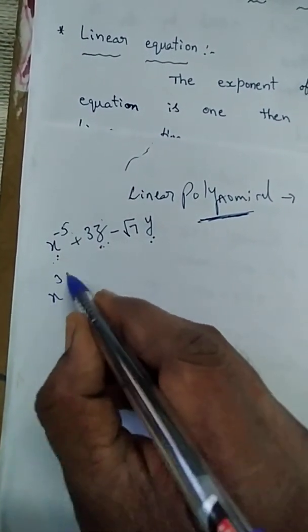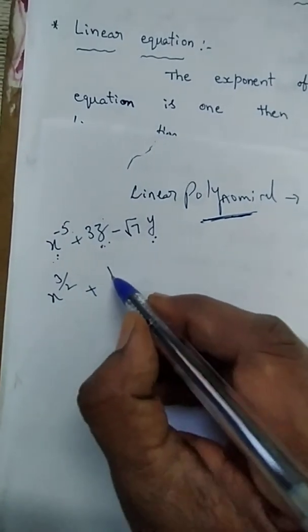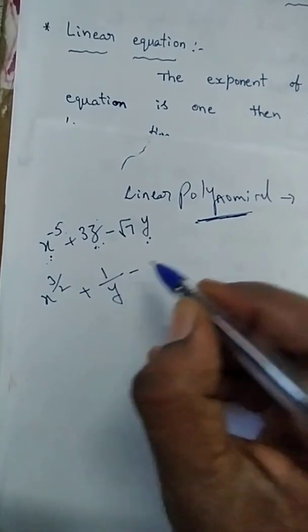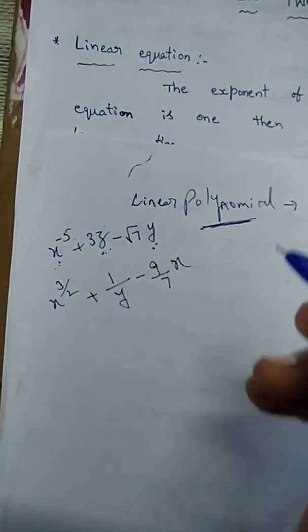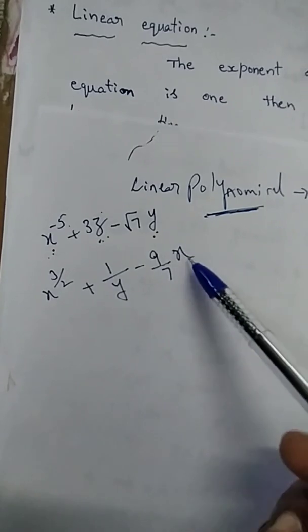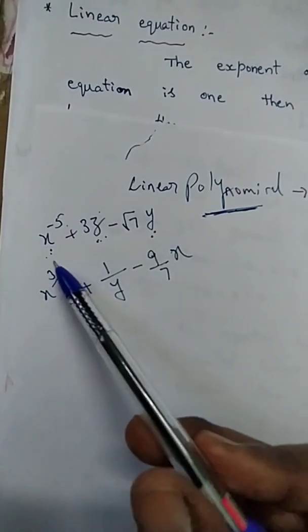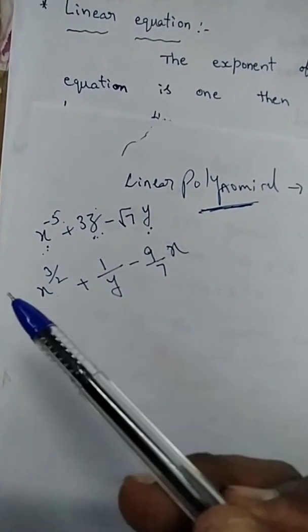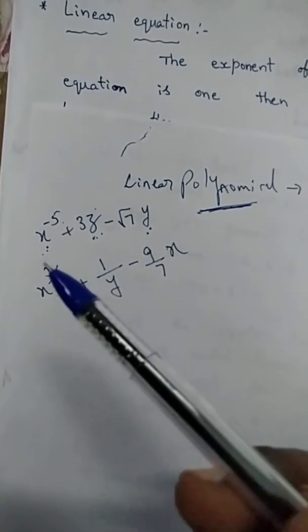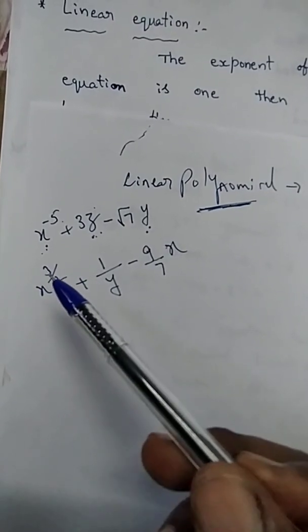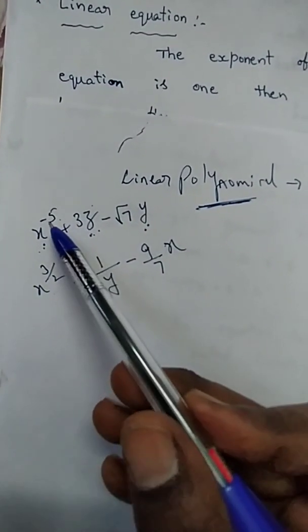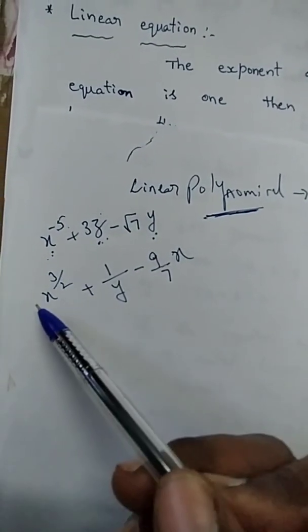Okay, and one more: 3 by 2 plus 1 by y minus 9 by 7 x. This is one more example which is not a polynomial. You can observe the expression. In each term we have one variable: x, y, x. Here the variable x has an exponent which is not an integer, though it is positive. So x to the power of 3 by 2. 3 by 2 is a positive value, but it is not an integer. What is the polynomial definition? The exponents of the variables are non-negative integral powers. Integers. First of all, it is not an integer. Here it is a negative integer, so it is not a polynomial. If it is not an integer, then automatically it is not a polynomial.